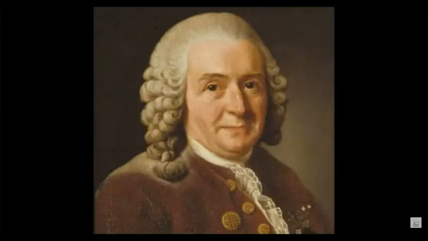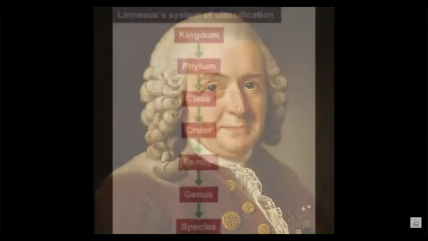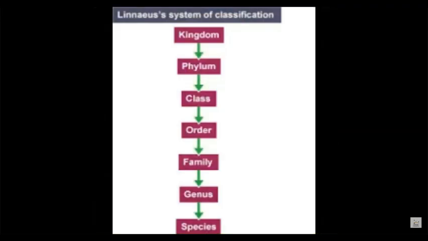Our next individual is Carl Linnaeus. Linnaeus is considered the father of taxonomy, or the science of organism classification. Linnaeus created a hierarchy of different classes. For us humans, our kingdom would be animals, our phylum would be chordate, our class would be mammals, our order would be primate, our family would be hominids, our genus would be homos, and our species is sapiens.